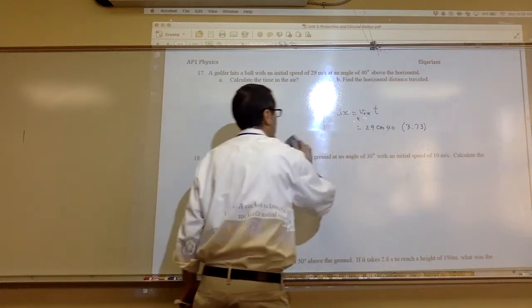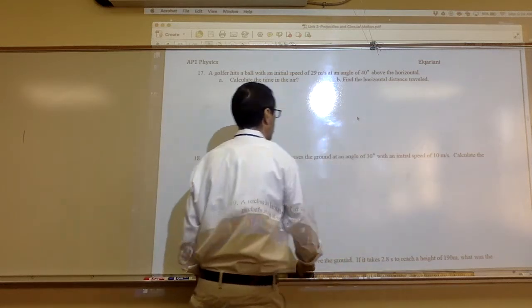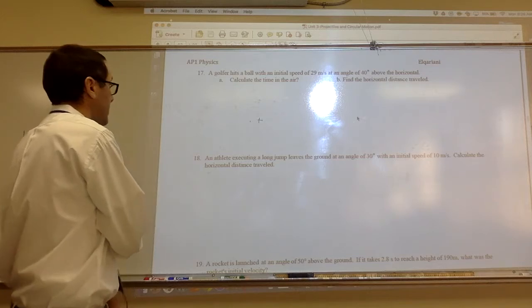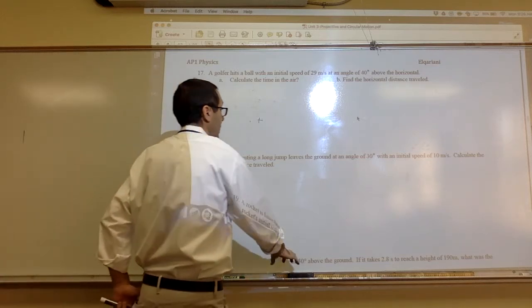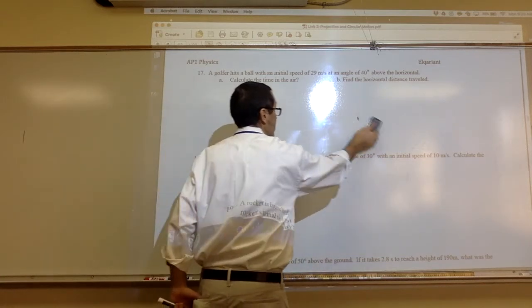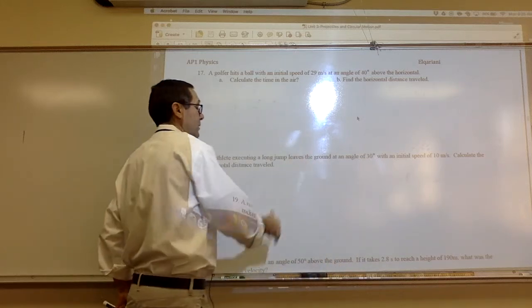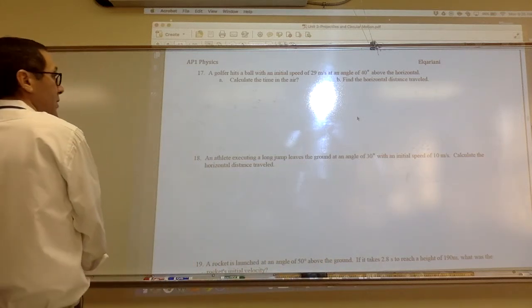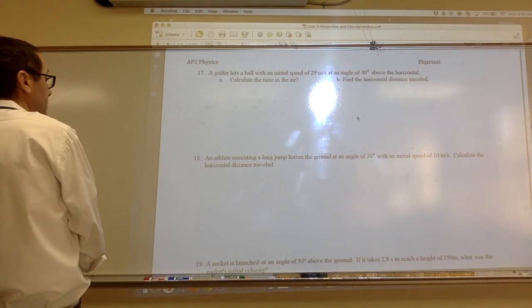All right, let's look at the next one. An athlete executing a long jump leaves the ground at an angle of 30 degrees with the horizontal, that is, with the speed of 10 meters per second. Calculate the horizontal distance traveled.